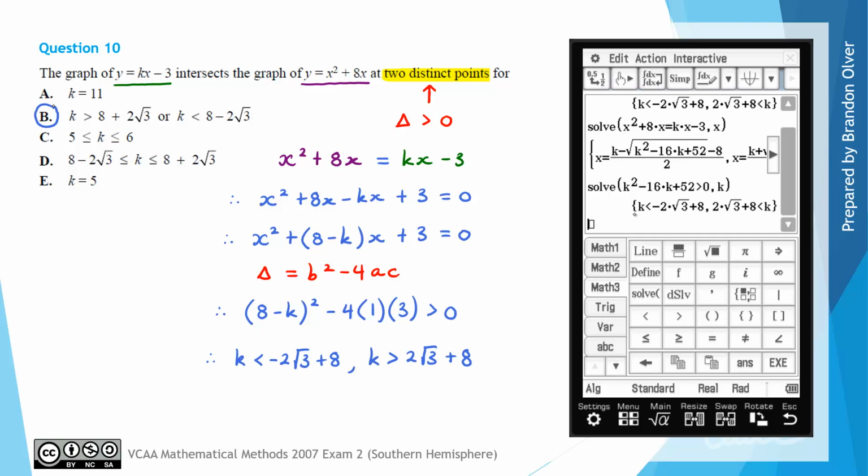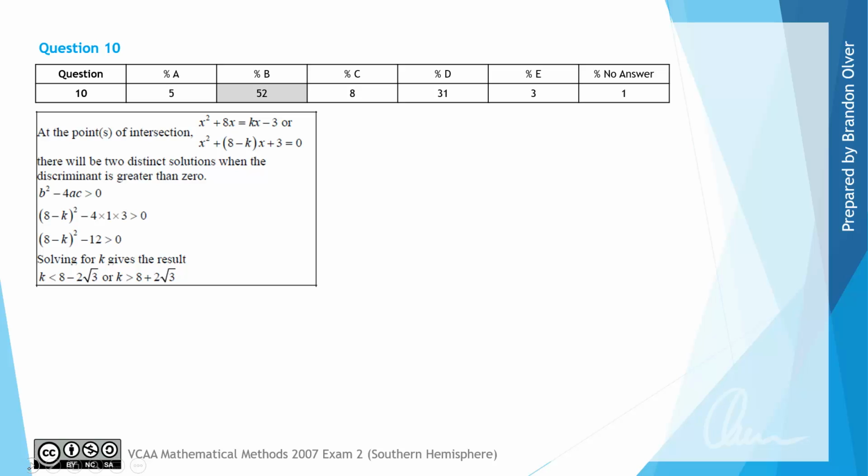And finally, from the examiner's report, we can see that this question did challenge students on this exam, with only a touch over 50% of students getting this question correct. The examiner's report also goes on to show a similar method to the one that we took on the previous slide, and that is recognizing that two distinct solutions occur when the discriminant is greater than 0. So that's a really important thing for you to know and understand when you tackle questions like this.